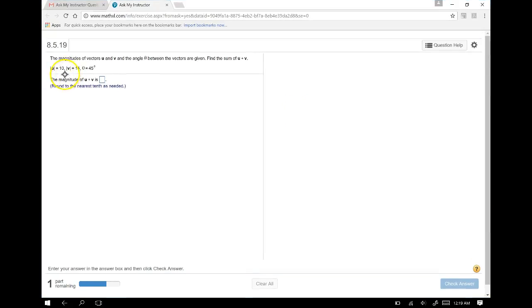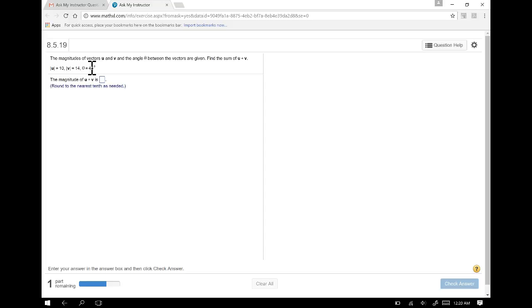They give you the magnitude for two vectors, and they give you the angle between them. It says the angle between them is 45. Now, normally, each vector would have its own angle, and because they didn't give you an angle for each one individually, we can just assume that one of the angles is 0. So I'm going to say that U's angle is 0, and V's angle is 45. That would mean that the angle between them is 45. If one's at 0 and one's at 45, then the angle between them is 45.